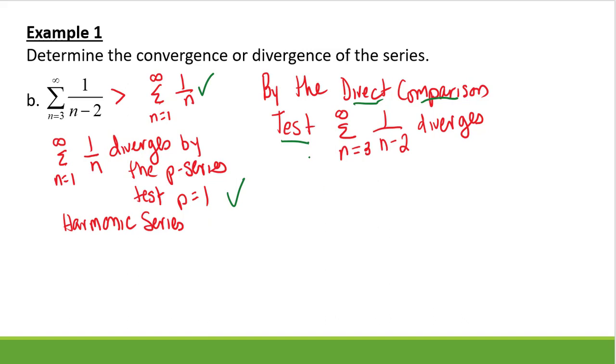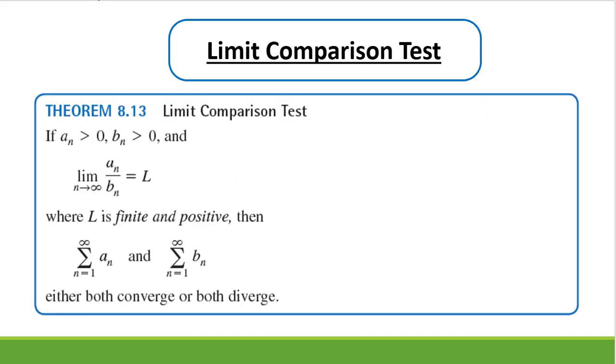Okay, the limit comparison test. So the limit comparison test, both of my series have to be greater than 0. And if you find the limit of a sub n over b sub n, if that equals some limit, where the limit is finite, so it's some number and positive, then both of those series either both converge or both diverge. Okay? Pick a sub n to be the series we know something about.